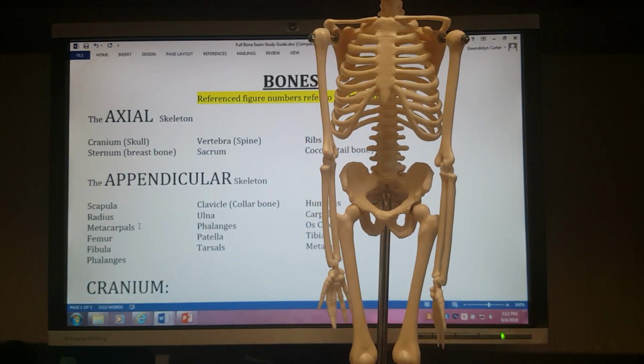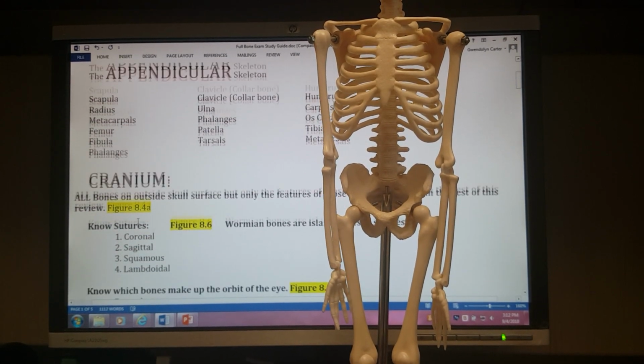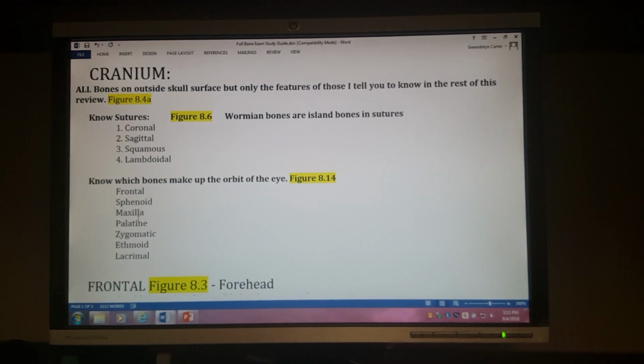Okay, so next I'm going to move on to the cranium, so focusing just on the bones in the skull. There are a lot of bones in your cranium, and for the exam, you're only going to focus on the ones that are on the more external surface of the bones, as well as bones that I tell you to know. For example, some of your smaller bones, you actually have to just know them. For example, which bones make up the orbit of the eye? So that's actually going to be a question on your exam. So you're just going to have to listen.